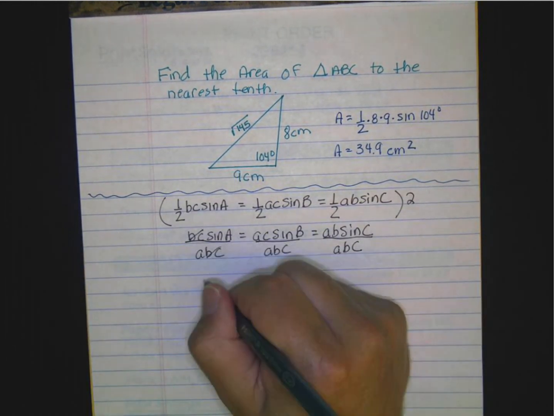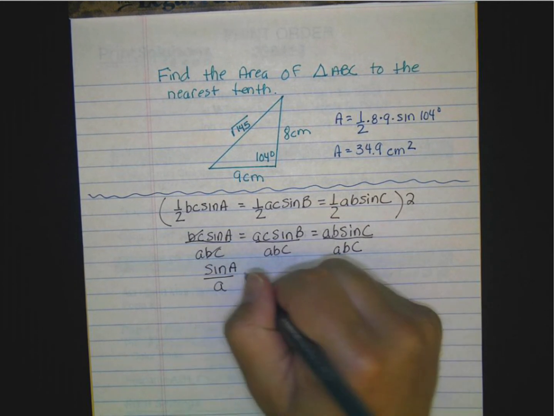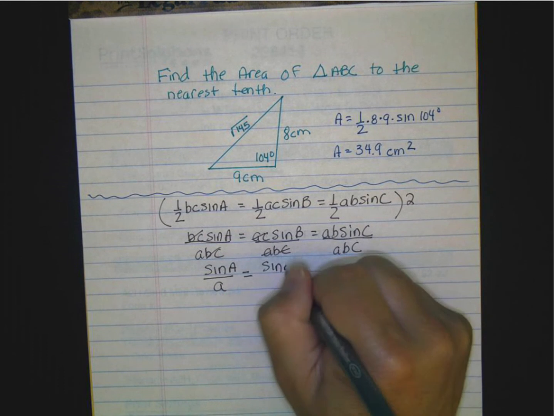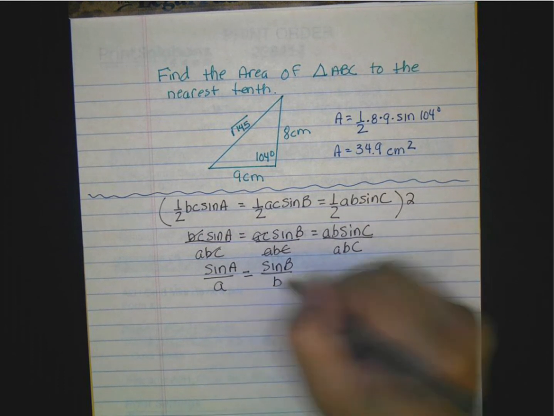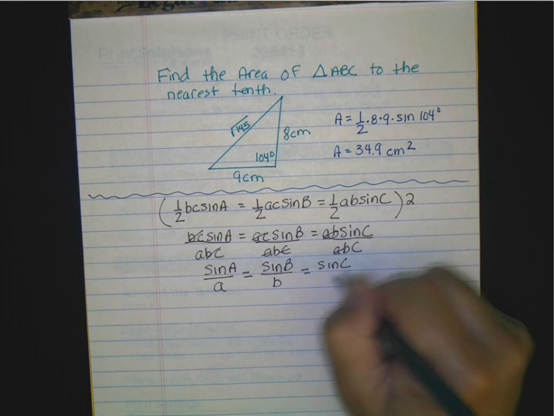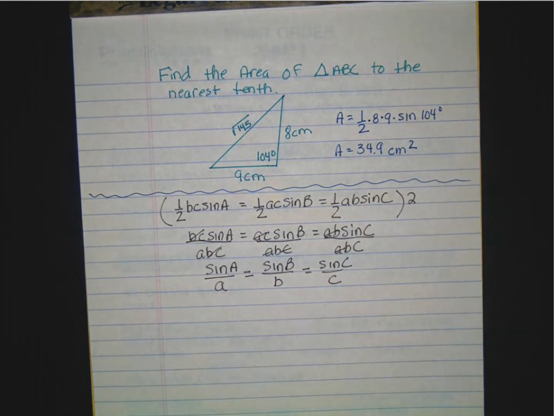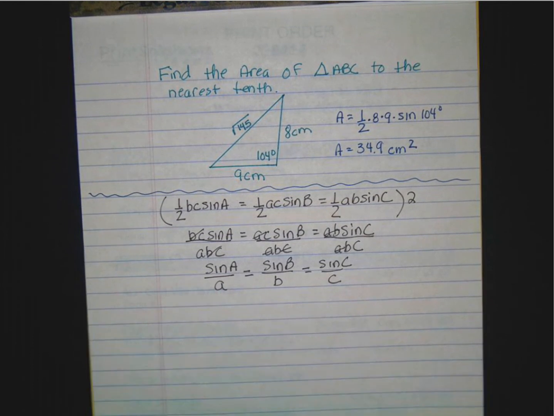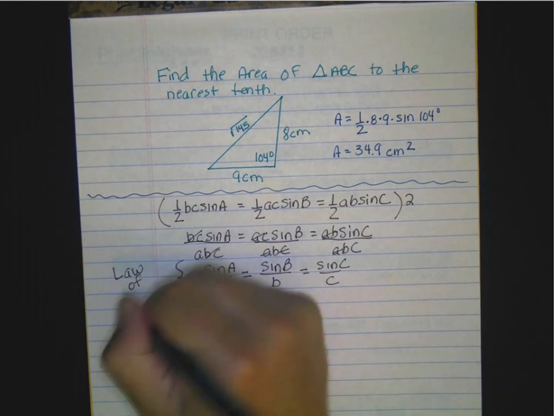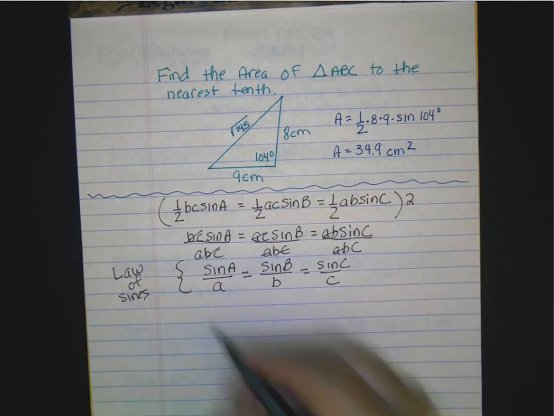So what's going to divide out? BC. So we're left with the sine of A over A has to equal, A and C divide out, sine of B over B, and you guessed it, that's going to give us the sine of C over C. So these are proportions. Now this right here is called the law of sines. And it's very important.